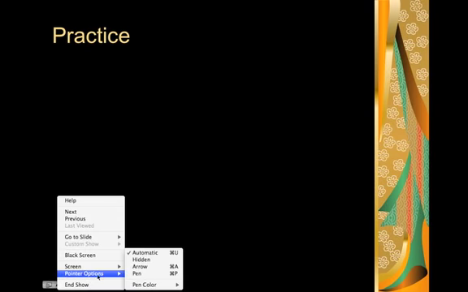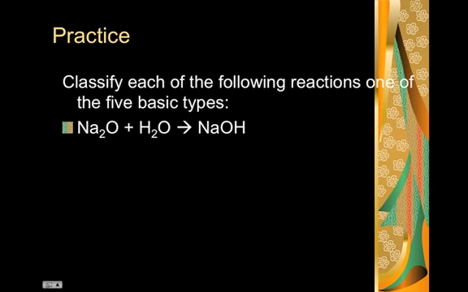You've learned your 5 types of reactions, and it is time to practice what you have learned. So the first reaction we're going to deal with is sodium oxide plus water yields sodium hydroxide. What kind of reaction is this? Well, you see that you have 2 reactants, but you only have 1 product. So if you only have 1 product, then this is going to be a decomposition reaction.